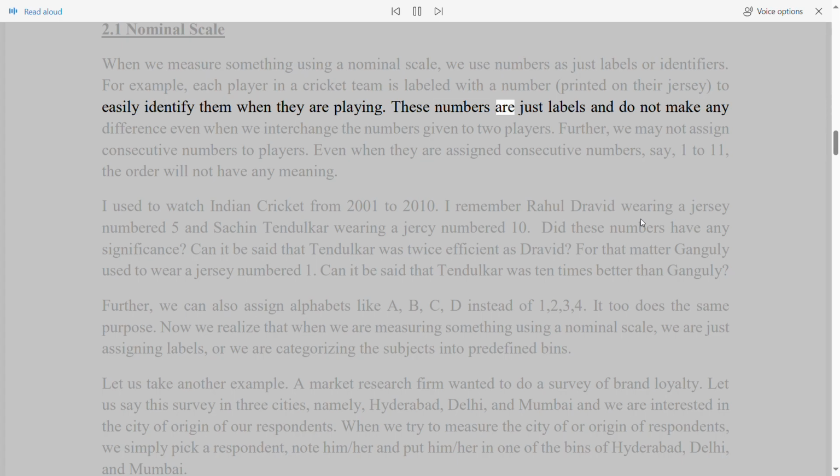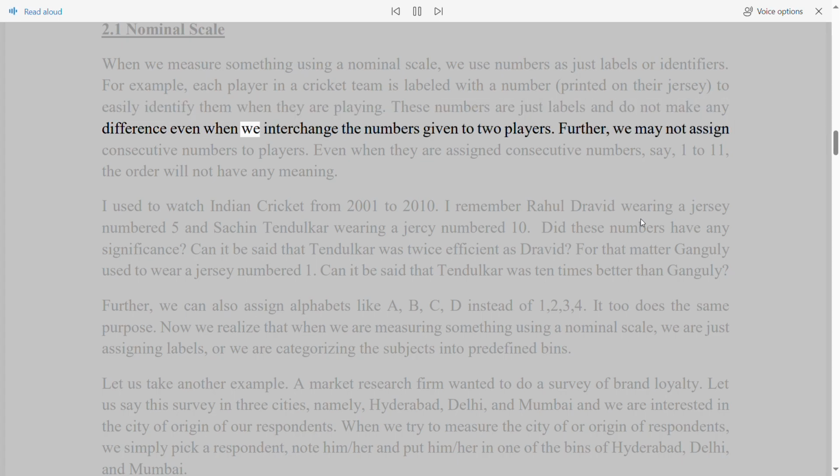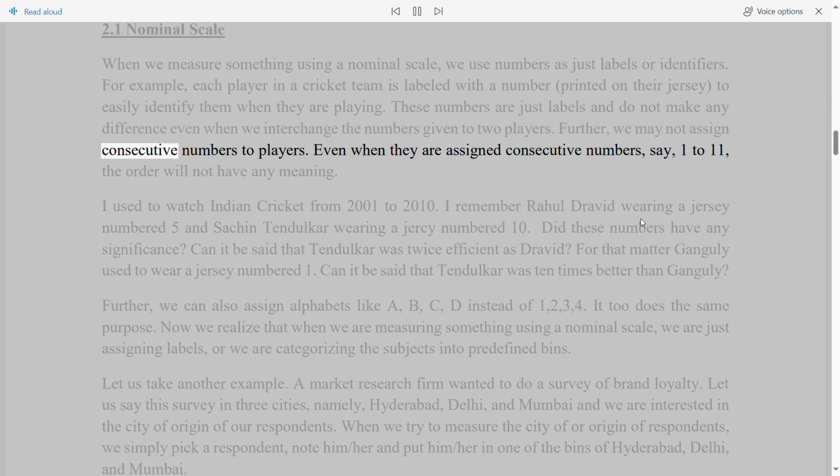These numbers are just labels and do not make any difference even when we interchange the numbers given to two players. Further, we may not assign consecutive numbers to players. Even when they are assigned consecutive numbers, say 1 to 11, the order will not have any meaning.